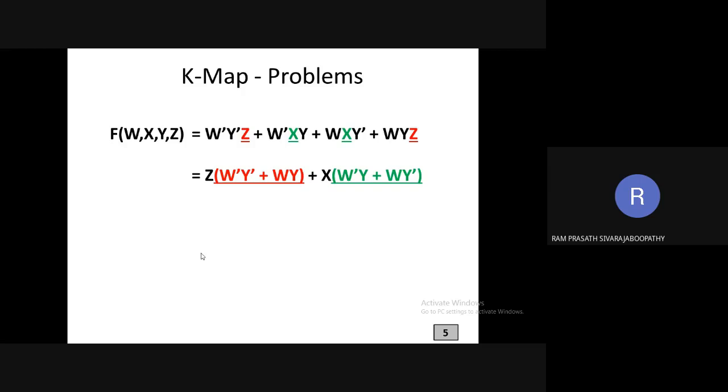Can you type it in the chat? The expression marked in red color, how can we represent it? W bar Y bar plus WY. How can we write it?